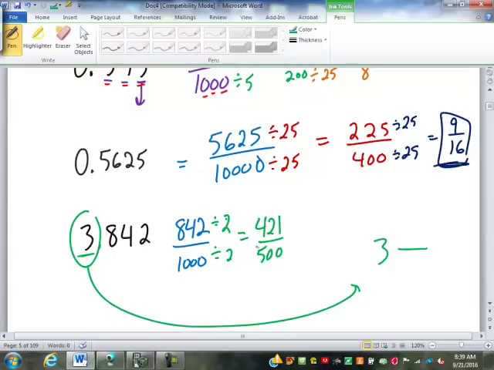Can that be reduced by anything? Probably. No. If you have a fraction calculator, you can do 421 over 500 and hit equals, and it shouldn't reduce it. If you've got a fraction calculator, go ahead and punch it in.